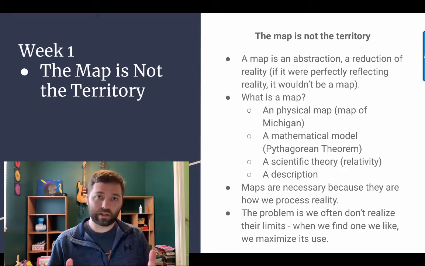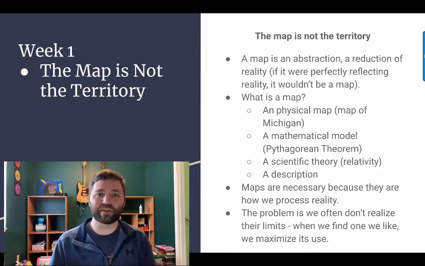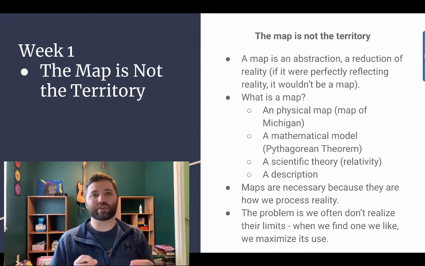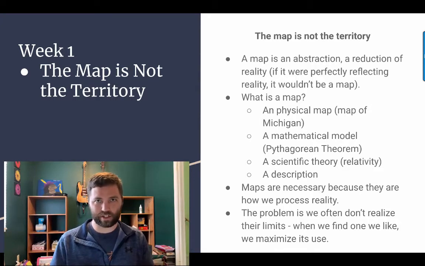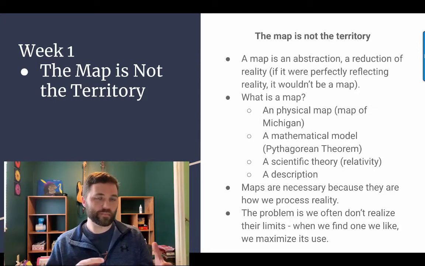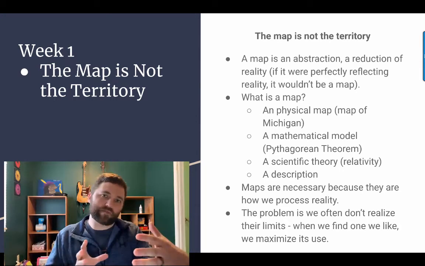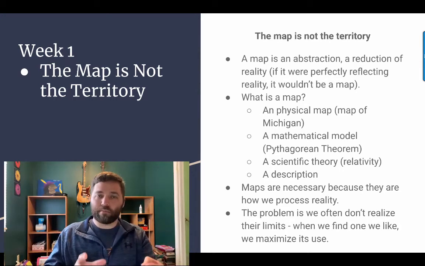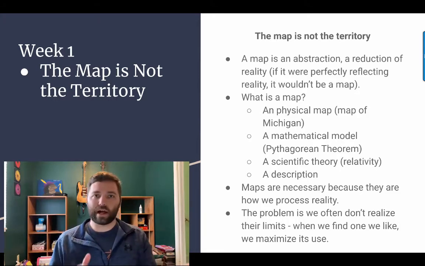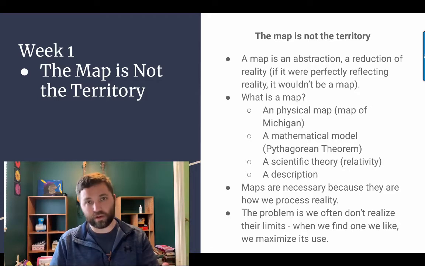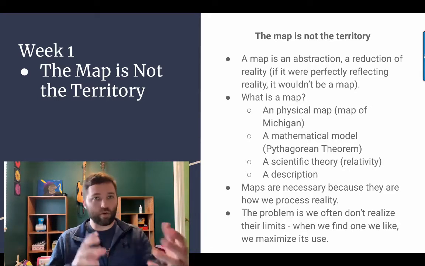This is pretty clearly an abstraction, right? It's clearly not the territory, which would be the state of Michigan. For a map to perfectly reflect the territory of Michigan, it would have to be the size of Michigan. By shrinking it down smaller, we create an abstraction, but in doing so, we delete a lot of the information from the map.